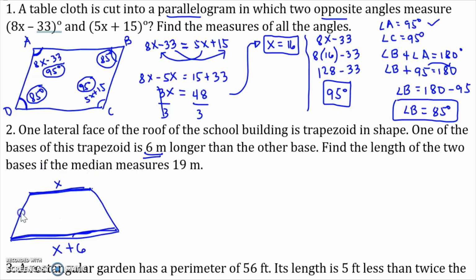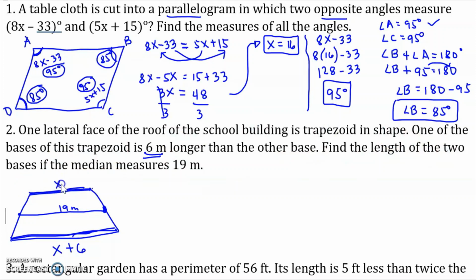So, alam natin na yung median is yung segment na nagjo-join sa dalawang midpoint ng dalawang legs. So, therefore, ito yung ating median. Ito yung median. So, ang sukat daw niyan ay 19 meters. Hanapin daw natin yung length ng two bases.